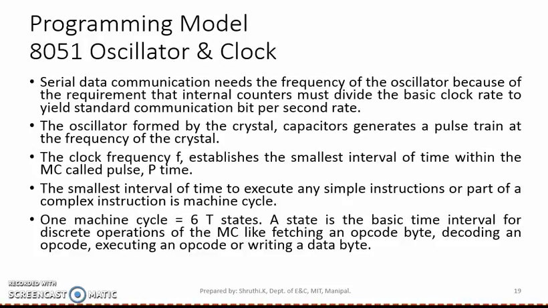The oscillator formed by the crystal and capacitors generate a train of pulses at a particular frequency of the crystal. If we consider f as the clock frequency, it establishes the smallest interval of time within the microcontroller called the pulse, which is p time. The smallest interval of time to execute any simple instructions or part of a complex instruction is known as machine cycle. So we can tell one machine cycle is equal to 6 states. Now what is a state? A state is the basic time interval for discrete operations of the microcontroller like fetching an opcode byte, decoding it, executing or writing a data byte.